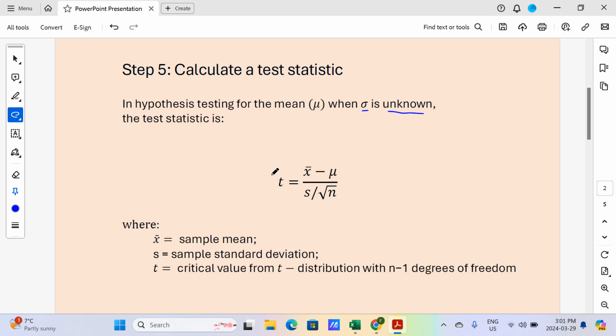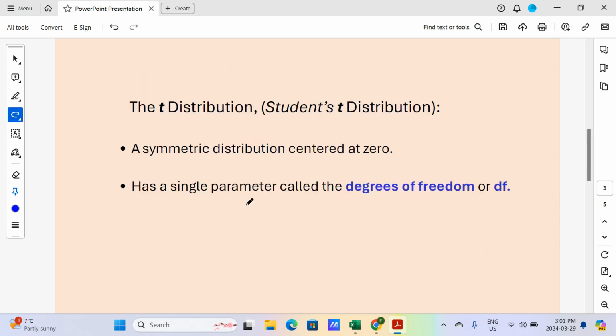T is critical value from a T distribution. What is the T distribution? A T distribution or a student's T distribution is a symmetric distribution centered at 0. Okay? Look at here, it's symmetric, bell-shaped, centered at 0, it's T distribution, but it's a little wider. Okay, wider than Z distribution, but it's 0 centered.